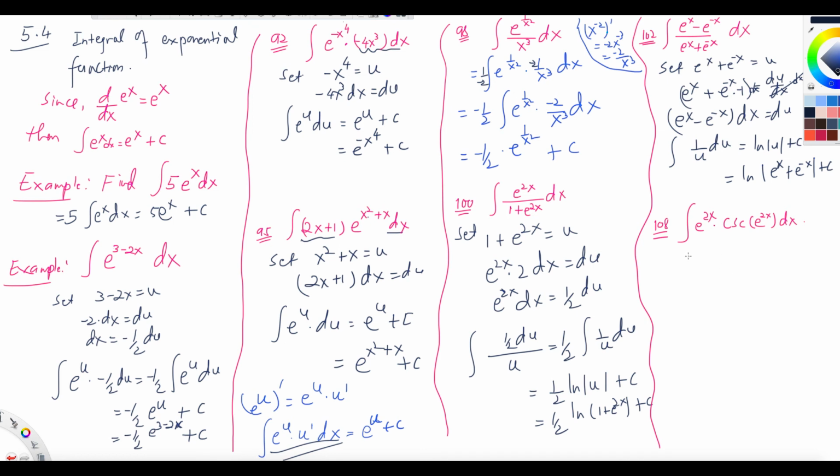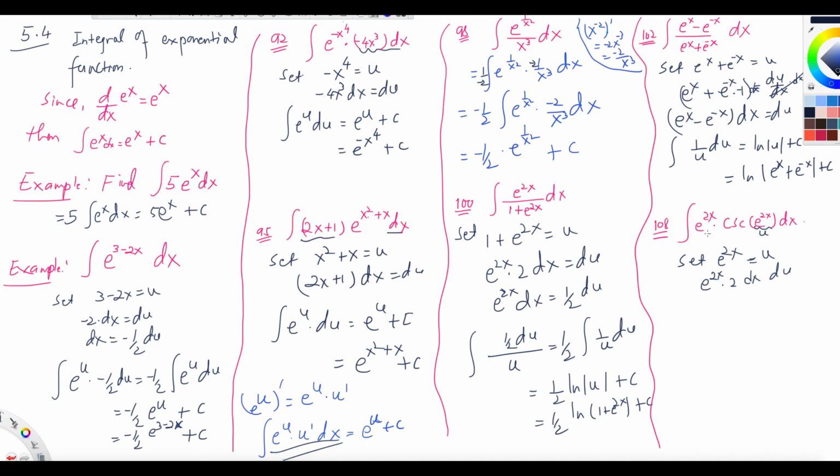So how about question number 108 from the book? Usually, if there is a trig function and there is a function for the angle of the trig function, that will be u. So this one is u. Set e to the 2x equals u, then find the derivative. It is like the e to the u format. If you find the derivative, e to the 2x times the derivative of that, which is 2, and then dx equals du.